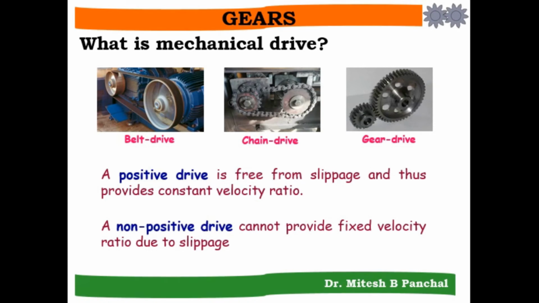So there are two types of drive, positive drives and non-positive drives. There is nothing like a negative drive. So positive drive is the one in which the slippage is not there. The gear drive is the typical example of the positive drive, and non-positive drive is the one in which the slippage is there, and because of that it cannot provide the fixed velocity ratio. The belt drive mechanism, belt pulley mechanism, is a good example of the non-positive drive.